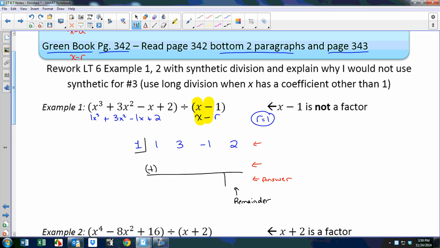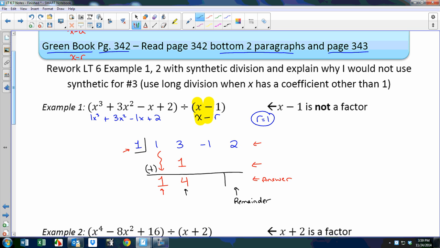You start the process as described on page 342 by bringing down this first coefficient, 1. Then you take your r value, whatever's up here in the half box, and multiply it by the answer you just got. So 1 times 1, 1. Put that answer below your next coefficient, and then it's an addition bar. So add those coefficients, 3 plus 1, 4. Continue that process until you run out of numbers.